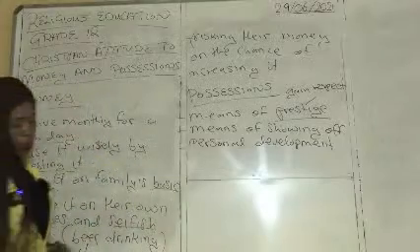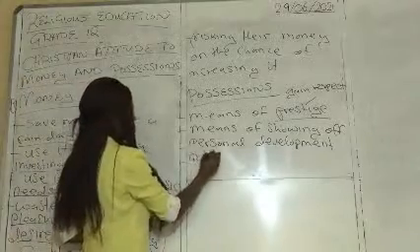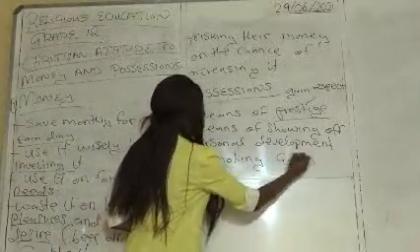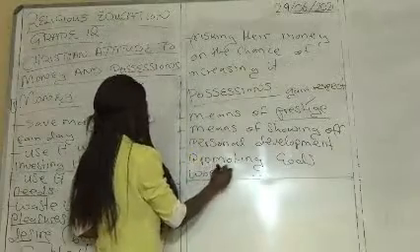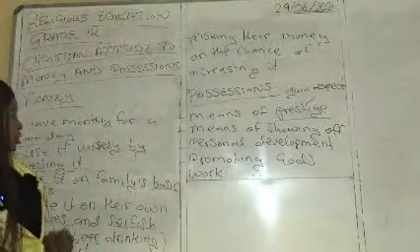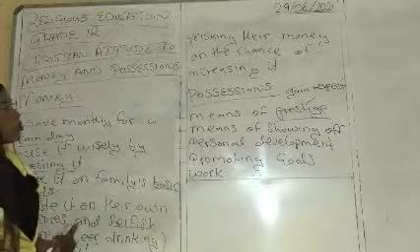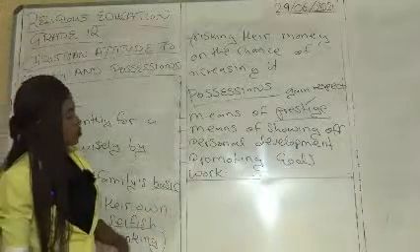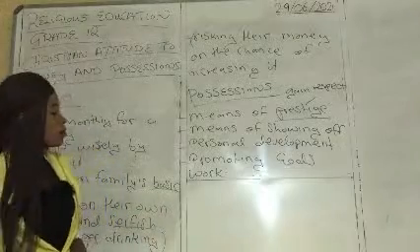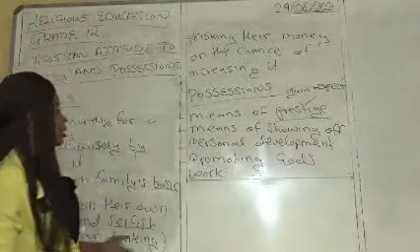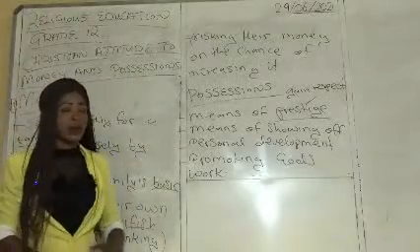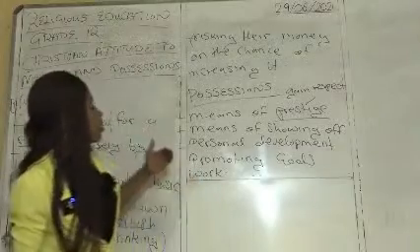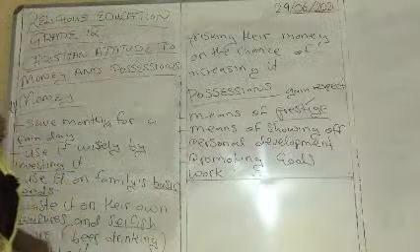Then the last one, promoting God's work. Others, they use it to promote God's work. So what do we mean when we say promoting God's work? You find others, they'll be able to help the church. You remember, in some churches, we have people who cannot afford. We have those who are in need. So you find that they will use it to promote God's work, buying for the church, helping the church, maybe building a church. That's how they use their positions.